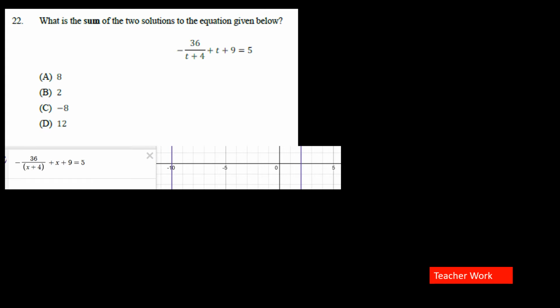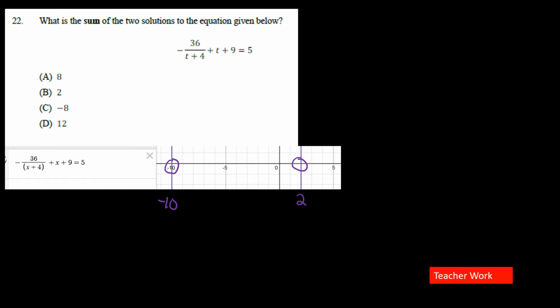What I did here is I plugged it into Desmos, and I got a solution here at negative 10, and my other solution here is at a positive 2. All right, this is where we crossed. This is where we crossed. Okay, so at a negative 10 and a positive 2.